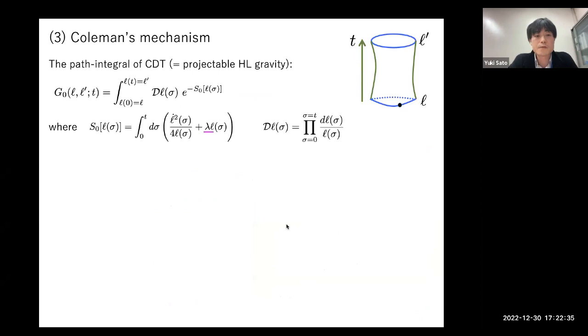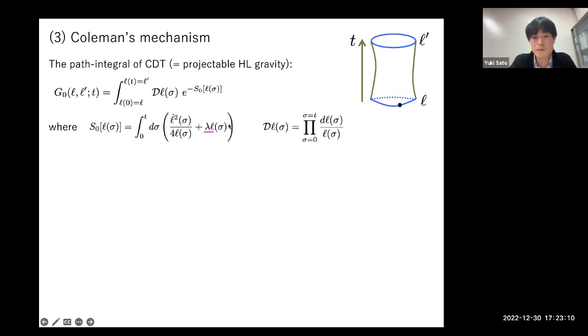So let's go back to the original path integral of the CDT. So there is no wormhole at all. Graphically, we think about this amplitude, free amplitude. And the action, the Euclidean action is given by this one. And here, this lambda is just a constant. It's a cosmological constant.